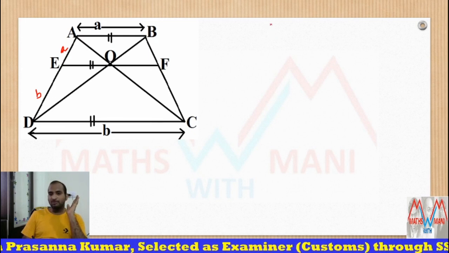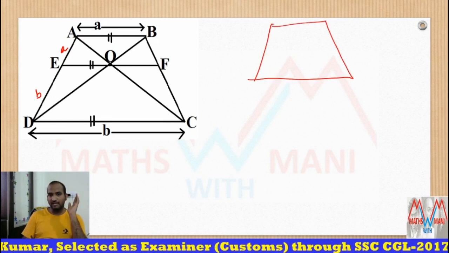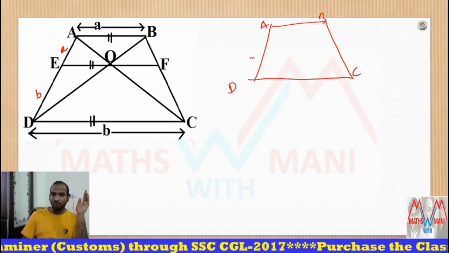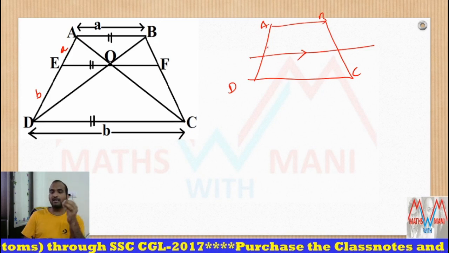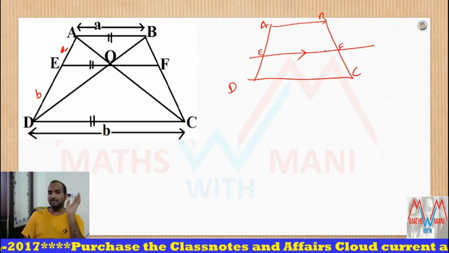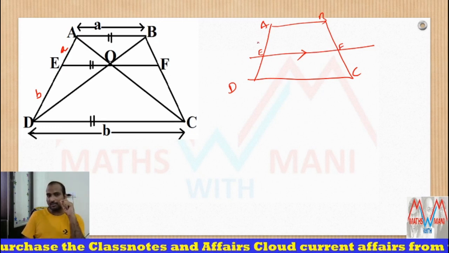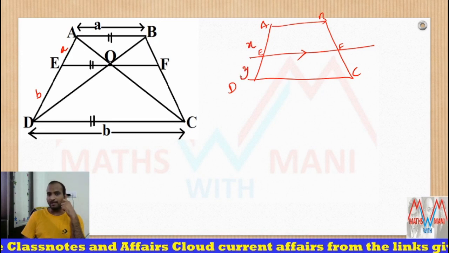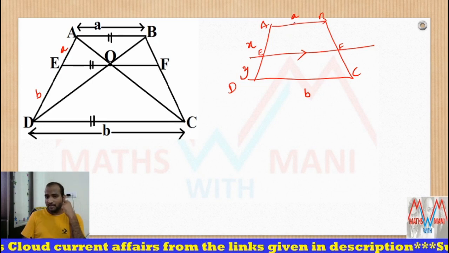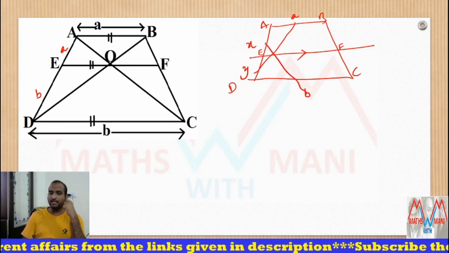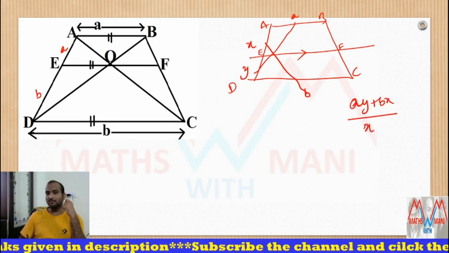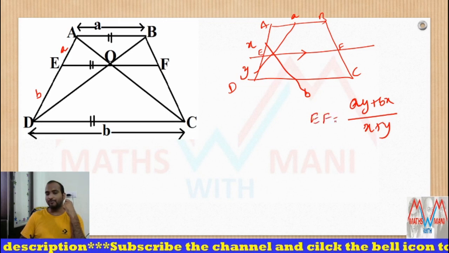In concept videos, I told you whenever in a trapezium ABCD there is a line EF parallel to AB or DC, and this line divides the non-parallel sides in the ratio of x is to y, and the parallel sides are A and B, then the formula we have is (A into y plus B into x) by (x plus y). That is the length of EF. Yes or no?